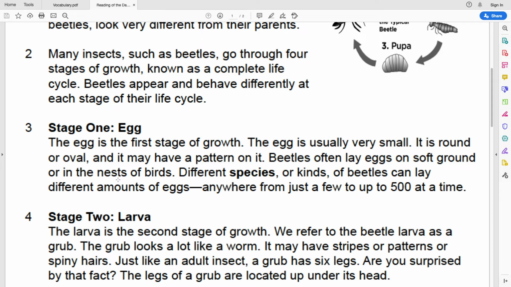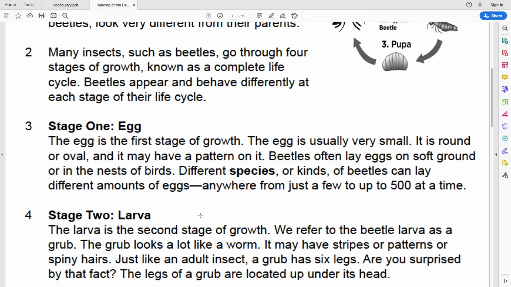protect the babies, right? It's just common sense. You're going to put the eggs in a safe place. If you just put them on the ground, wherever, some animal might find the eggs and eat them, right? So the parents have the job to put the eggs in a safe place because some animals can eat them. And look, they can put up to 500 eggs at a time. So the best idea is to put them in a safe place.